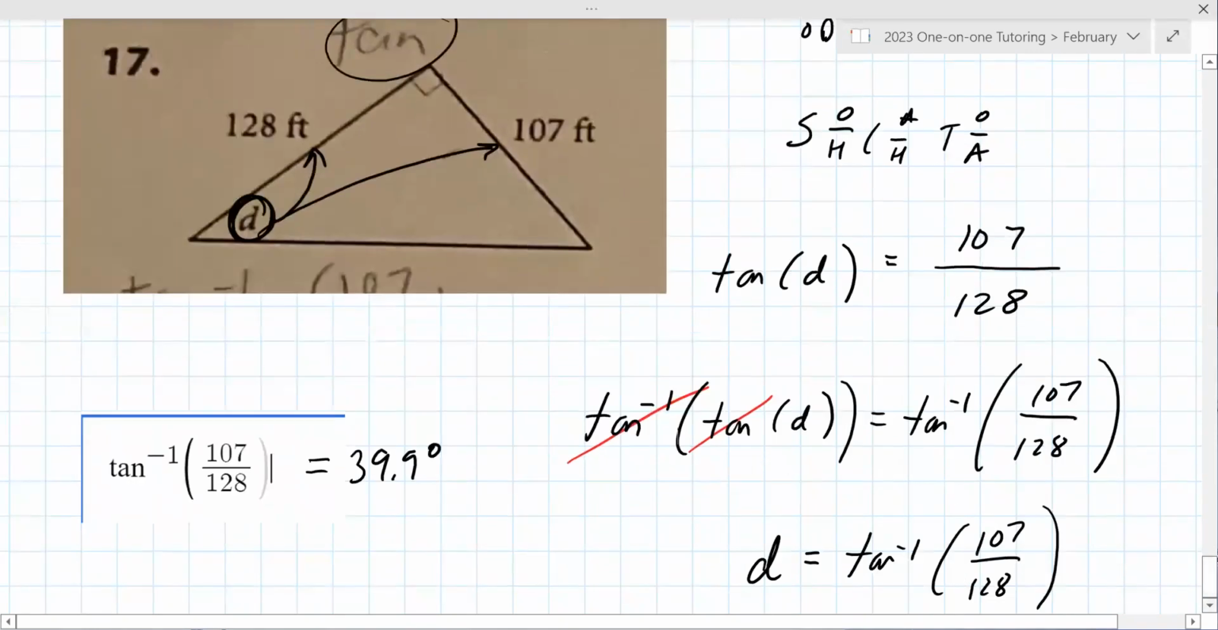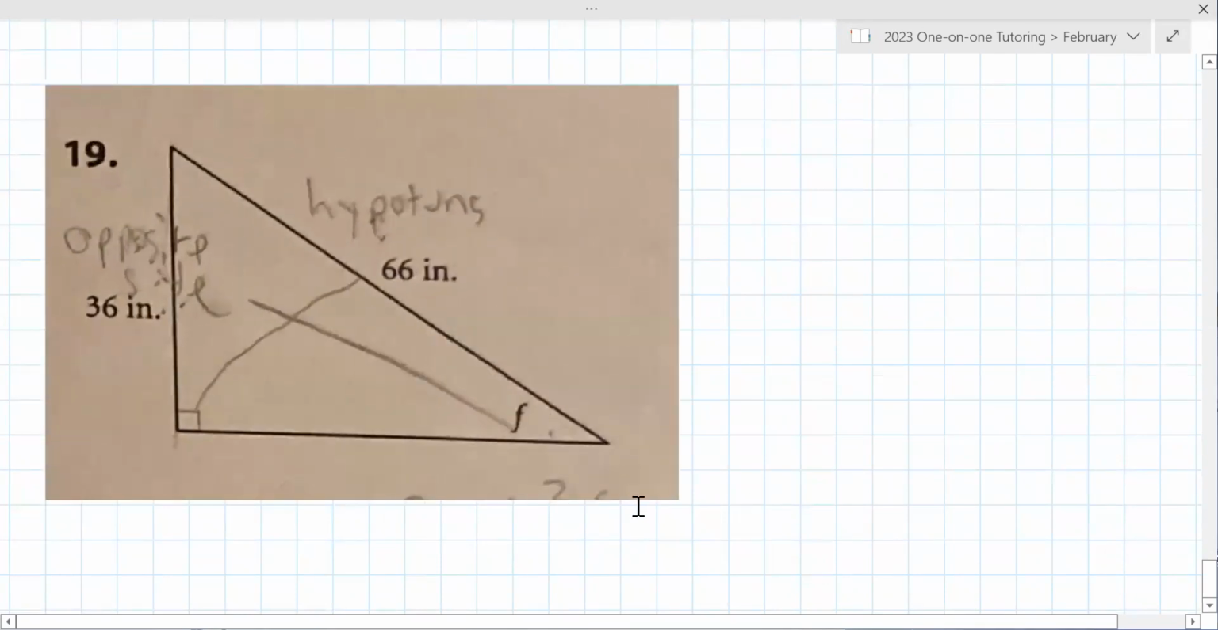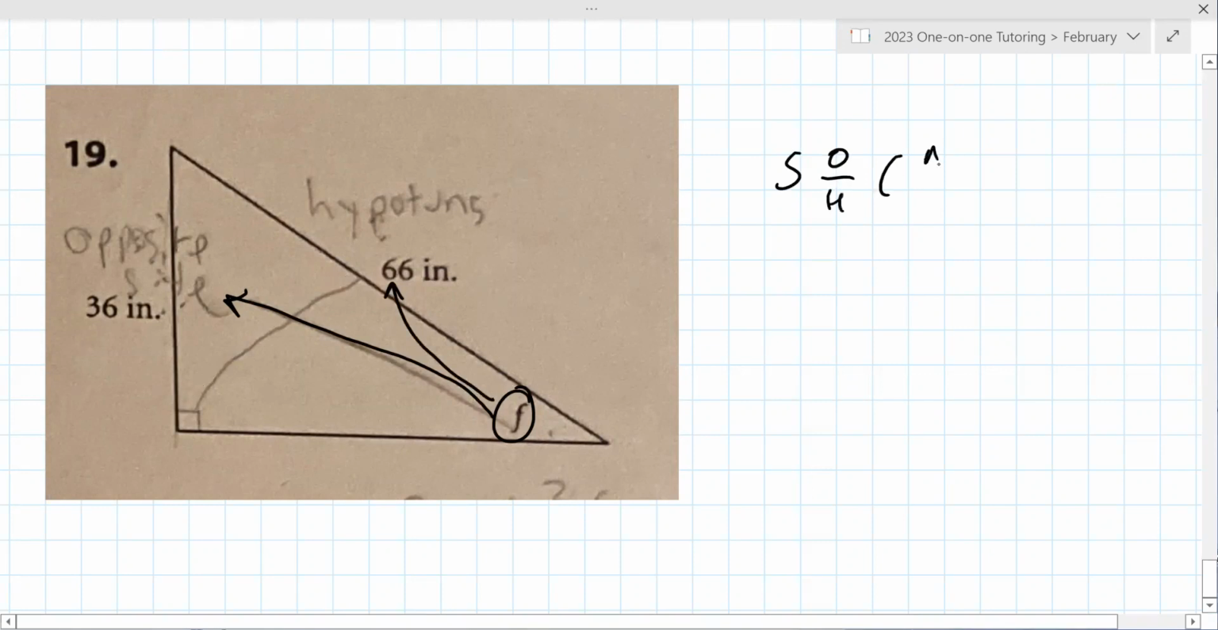Let's do one more here, even though it may not be completely clear. It's pretty clear. It's similar to the other ones. This is really good. You've drawn the opposite, and you know that this is the hypotenuse because it's across from the 90. So is it sine, cosine, or tangent? I'm going to say it's sine. So it's the sine of F equals what divided by what? What goes at the top, what goes on the bottom? That's going to be 36 over 66.